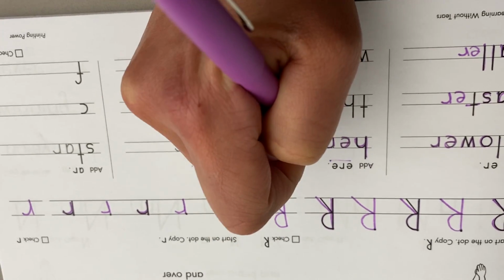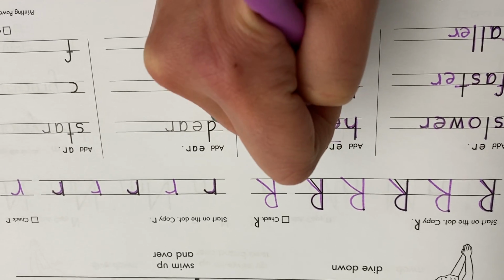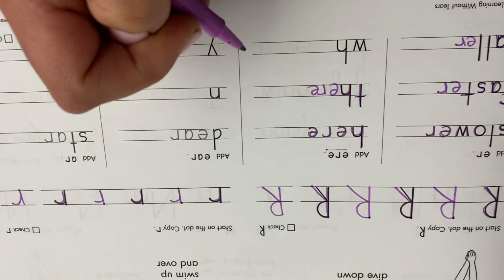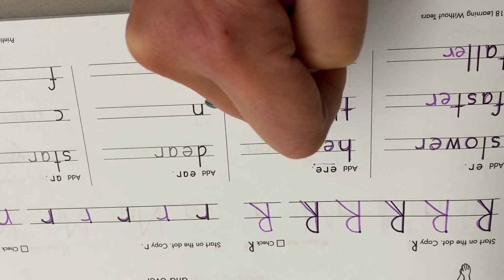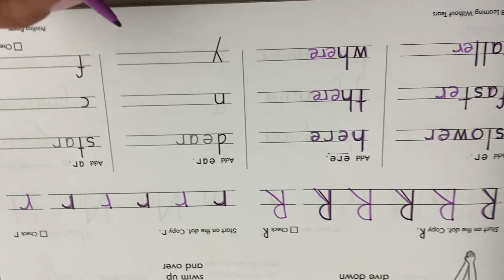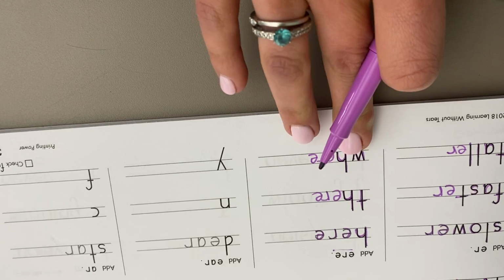When you add ERE to H, it becomes here. When you add ERE to TH, it becomes there. And when you add ERE to WH, it becomes where. If it didn't have the H, it would be were. So this with the H is where.